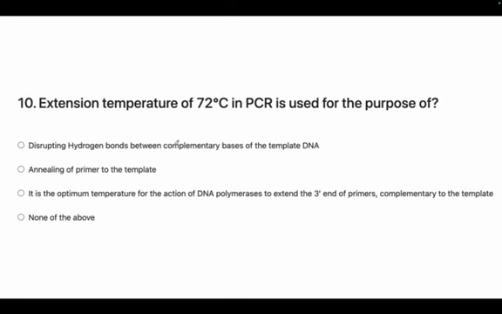Okay. The extension temperature of 72 degrees in PCR is used for what purpose? It is used because it is the optimum temperature for the action of DNA polymerases to extend the 3' end of the primer along the complementary template. Okay, this was the optimum temperature for thermostable DNA polymerases.